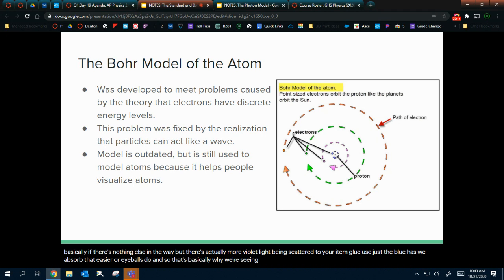I thought things were a certain color because they didn't absorb it. Like they absorb everything except for that color. Yes.